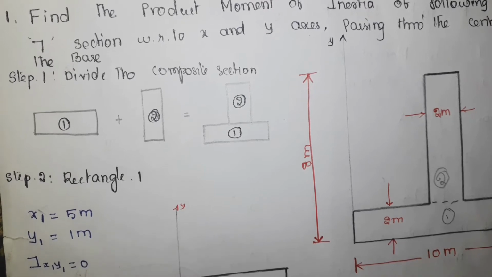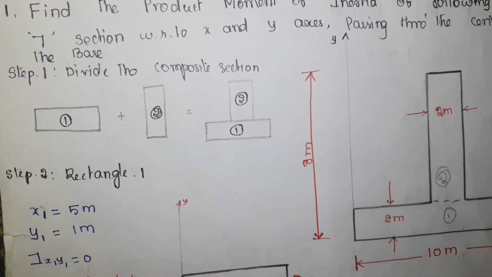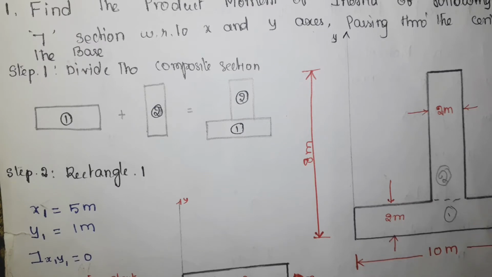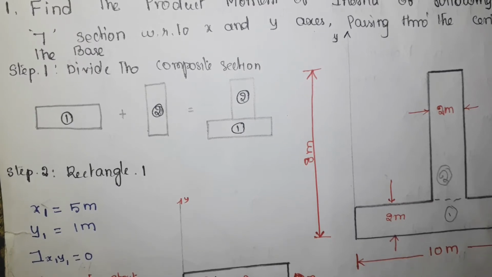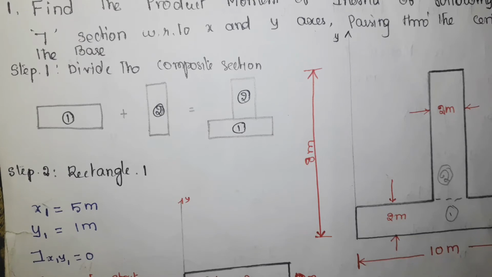The first thing is that if the moment of inertia is with respect to the x-axis, then the y variable plays an important role. If the moment of inertia is based on the y-axis, then the variable x will play an important role. But in the case of product moment of inertia, both x and y variables play an important role. This is the first discussion.